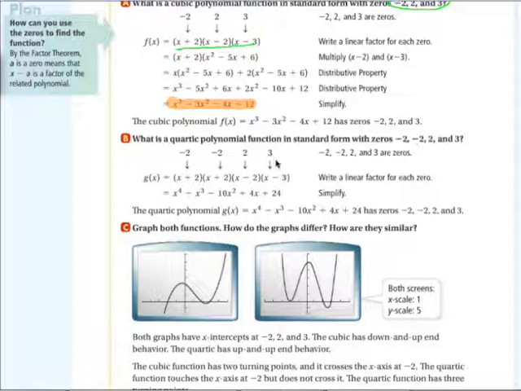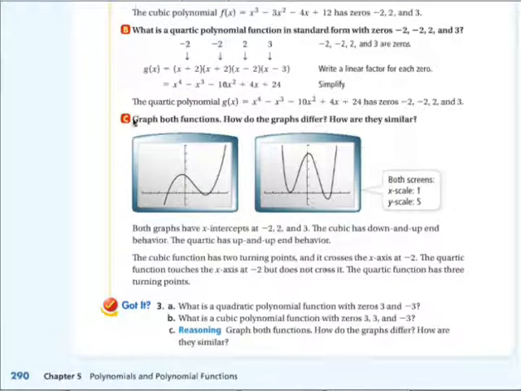with these zeros, I would do the same exact steps. I would multiply everything out. I would combine like terms, and then I'd get that. Graph both functions. How do the graphs differ? How are they similar? So then we just got to look at it and see how they differ. Well, let's see. They both have x-intercepts at negative 2, 2, and 3.